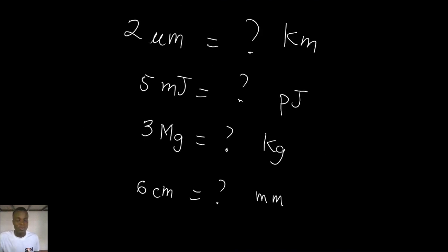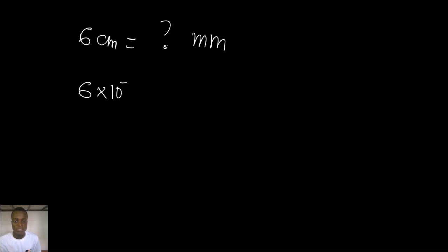So the last example is 6 centimeters to millimeters. So we have 6 centimeters, and we are converting it to millimeters. So I'm going to remove the centi, which is 10 to the power negative... sorry, no, centi is 10 to the power -2. Then we are converting it to milli. So I remove the centimeter, then I add the milli. I'm doing all at the same time, over 10 to the power -3 meters.